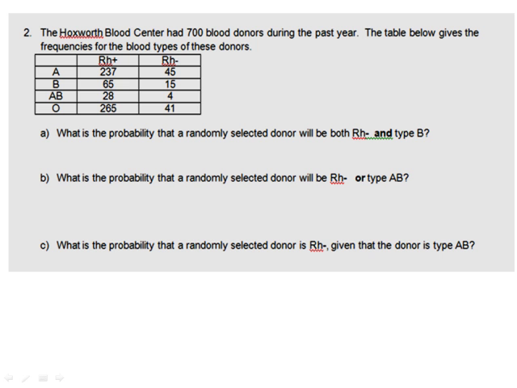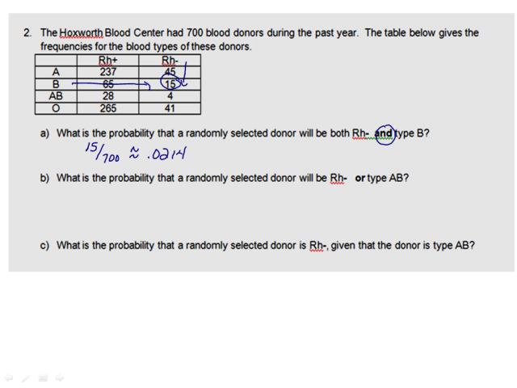Here we have a table that shows the results for 700 blood donors. We've got their blood types and Rh positive or Rh negative. So the first question is, what's the probability that a randomly selected donor will be both Rh negative and type B? All we need to do is find where those two intersect in the table. So there are 15 that were both of those. And we know our total is 700 since it tells us that in the problem. So we just divide 15 by 700 to get our probability of approximately 0.0214.